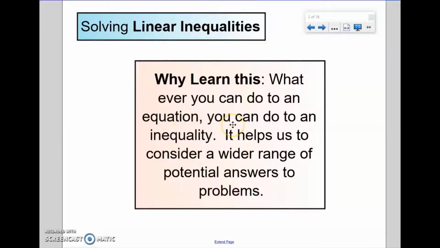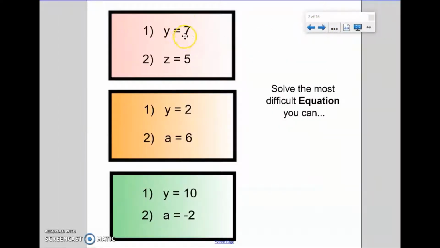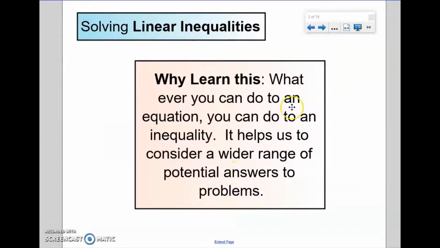However, inequalities help us to consider a wider range of potential answers to the problem. So for example, on the previous slide, you may have told me that the answer was 7 and only 7. You may have told me that the answer was 2 and only 2. But when we start talking about inequalities, we start talking about a range of answers. So the variable x or y or a has more than one exact answer. It has a range of answers.